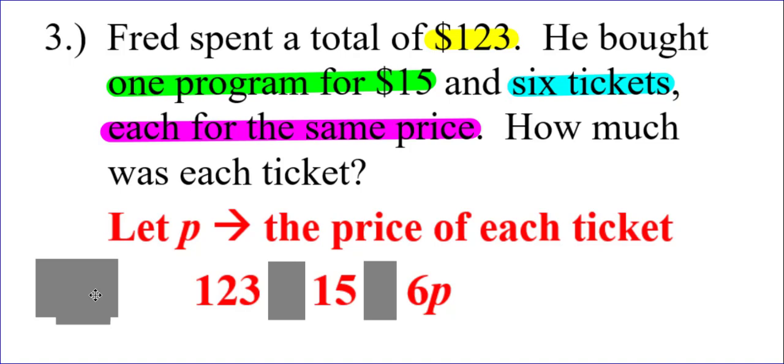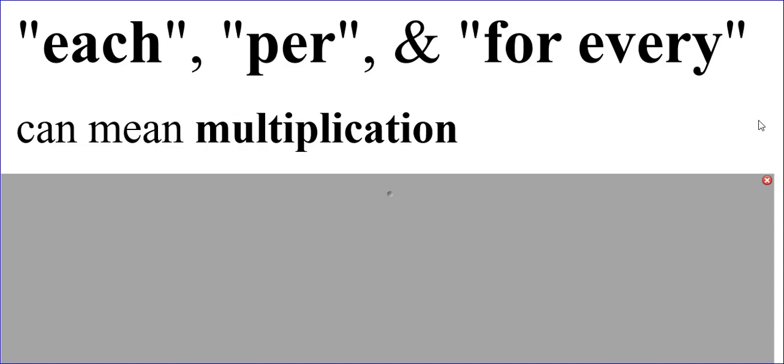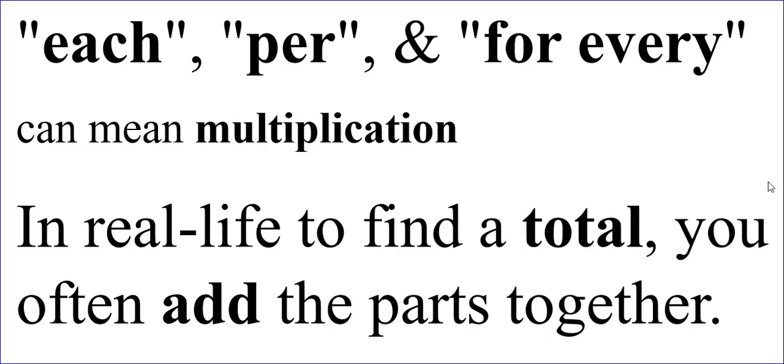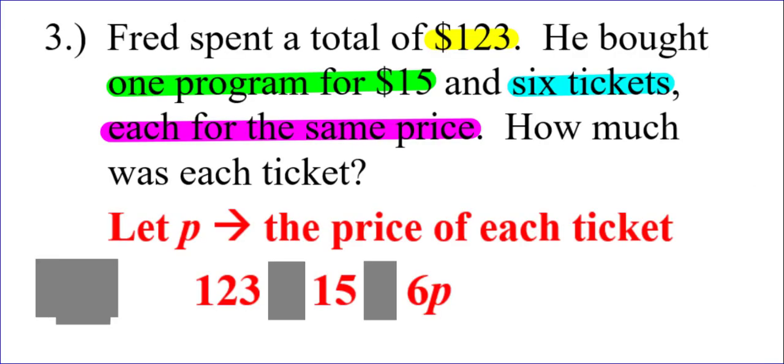Now on this problem, there are spaces in between. What are those spaces? All right, here's something else to remind you of. When we in real life find totals, we often add the parts together. Well, on this problem, we are spending a total of $123. How can I equal that total? By taking the $15 for the program and the money that I spent for the tickets and add those pieces together. This is a big idea on a lot of algebraic equations that we write, that to get totals, we add pieces together.